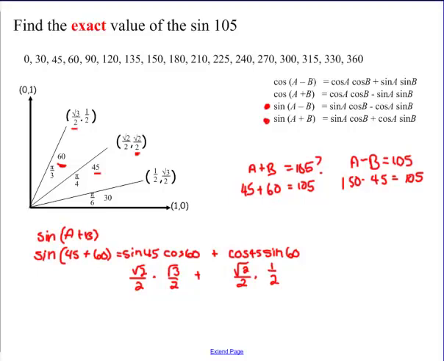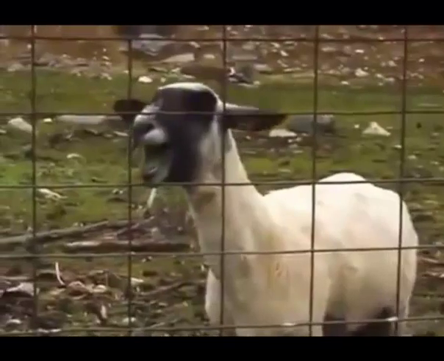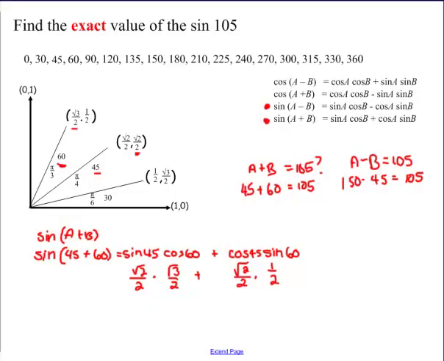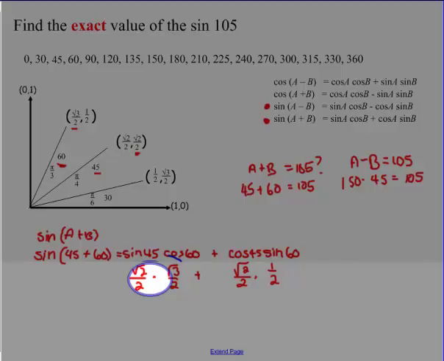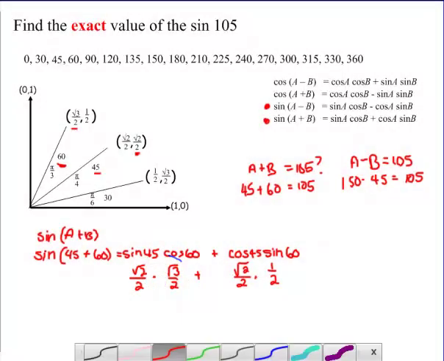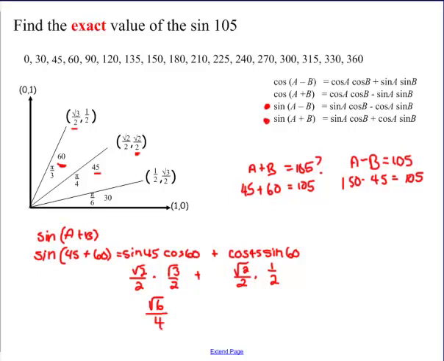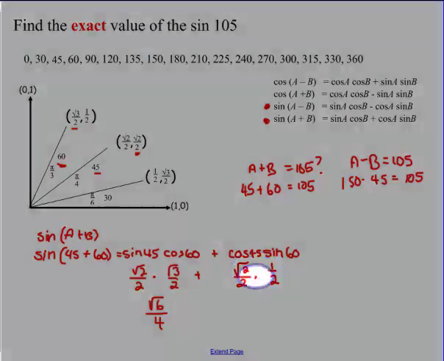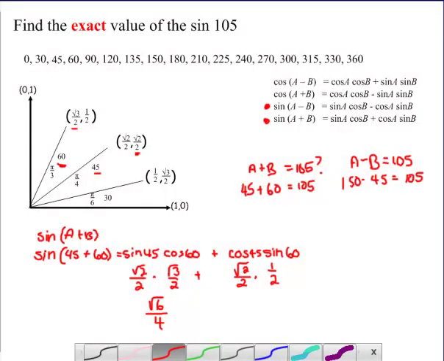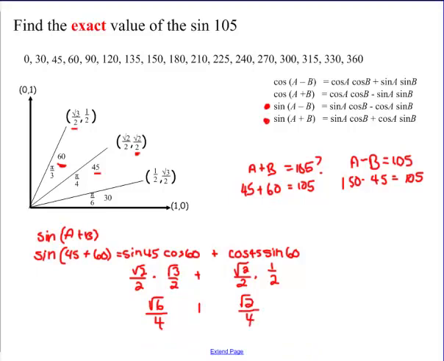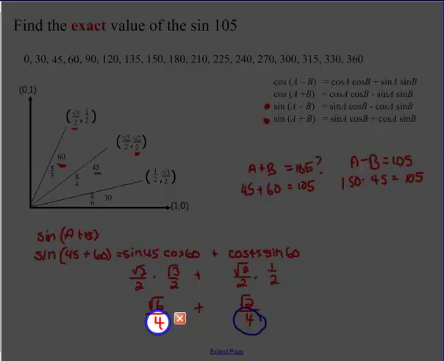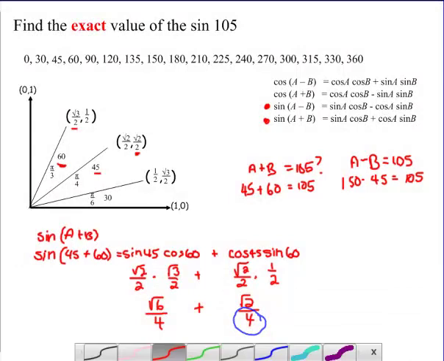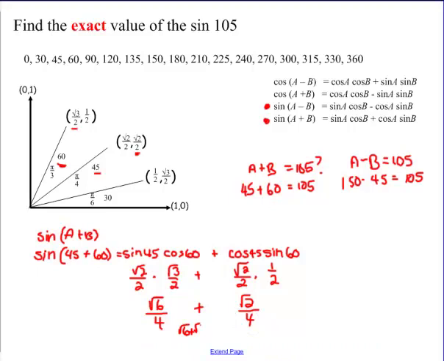Now I just have to be pretty decent in Algebra 1 to finish this off. I have to multiply, so when I multiply there, I get radical 6 over 4. I have to multiply here. Right, so when I multiply there, I get radical 2 over 4. And then finally I can add, and once again we still have to be strong in our Algebra 1, I can add these together because I have like denominators. So when I add them together, I get radical 6 plus radical 2 over 4.